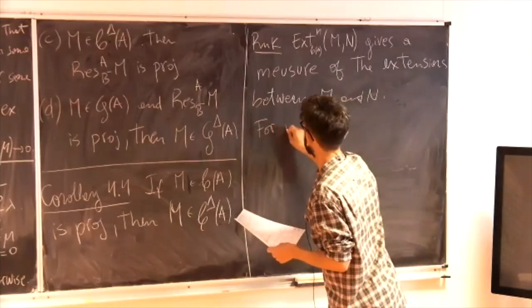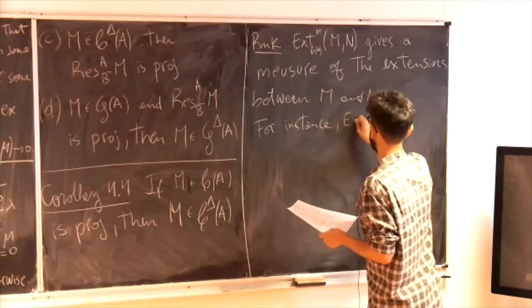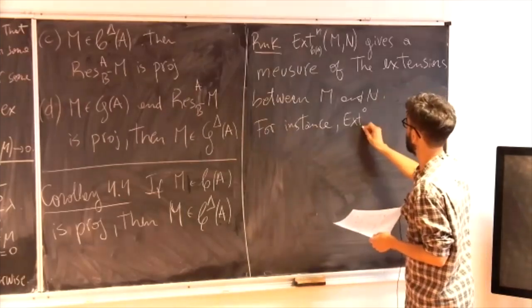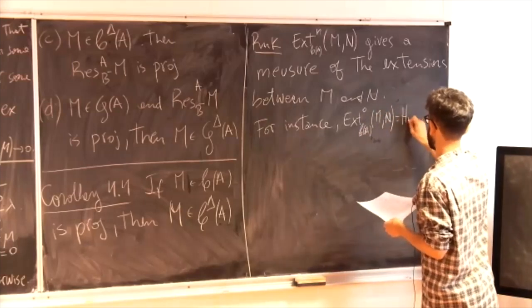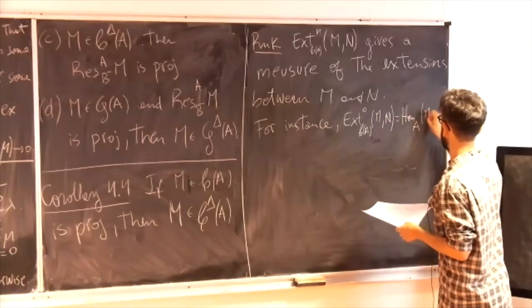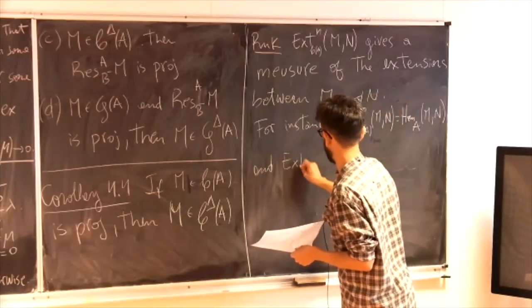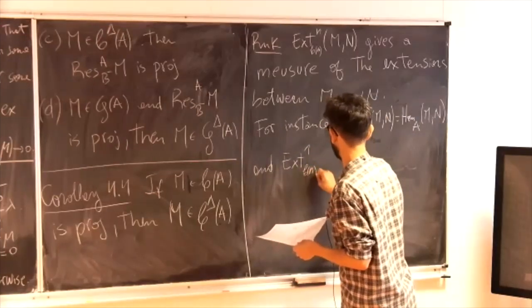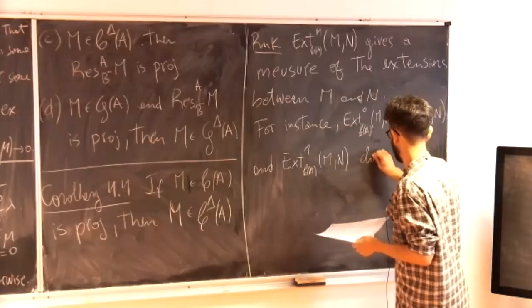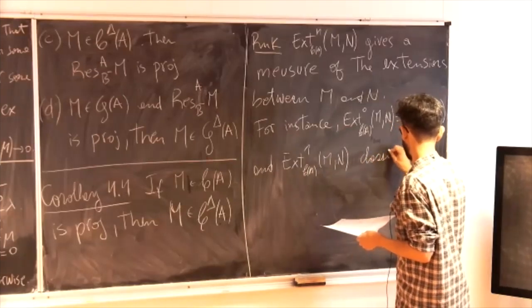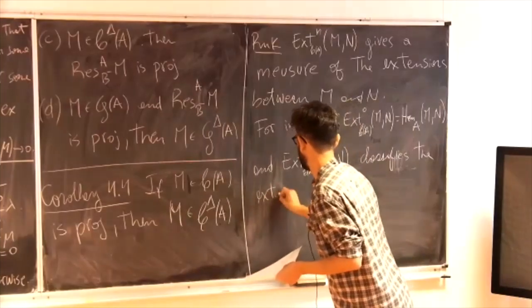For instance, Ext 0 of M and N is the Hom space. This is just the space of morphisms between M and N. And if you consider Ext 1, this classifies the extensions, or the short exact sequences.